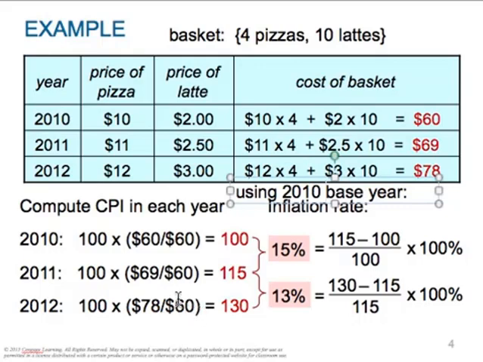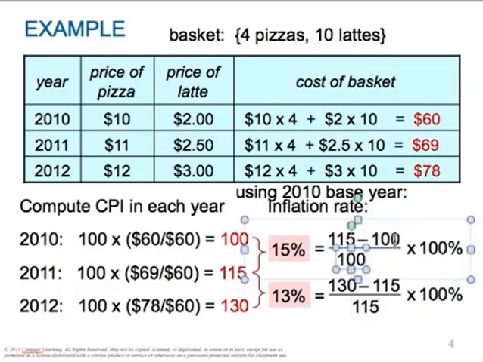And then lastly, we use the base year again of 60, and the current year, 2012, is $78. So $78 divided by 60, multiply by 100. We get 130. Well, the difference between 100 and 115 is 15%. The difference between 115 and 130 is 13%. Now, this could equally be computed by the CPI here: 115, the current year, minus the base year.